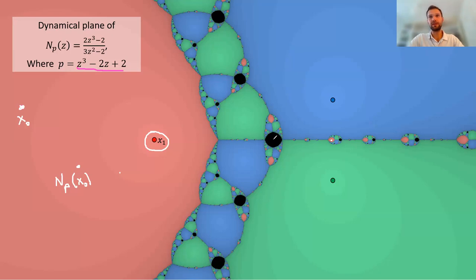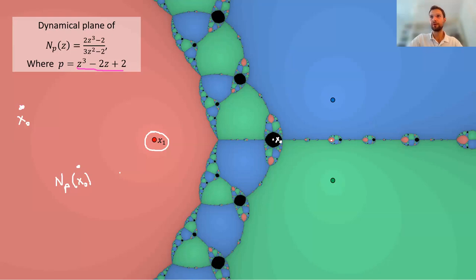And you can see here that there is a big array of points that do not converge to roots. And that causes trouble for numerical analysis. Because imagine that you do an experiment and you start with your x naught here. And this is exactly where the algorithm fails, because the point here will not converge to any root.